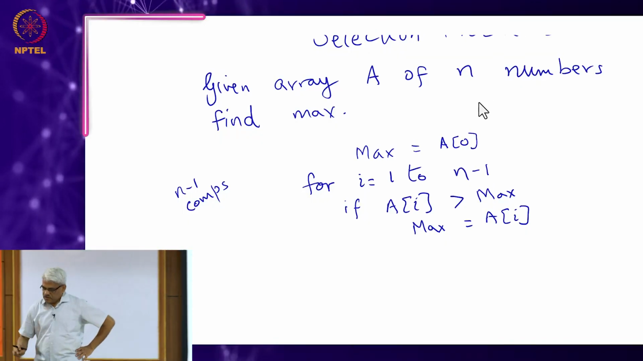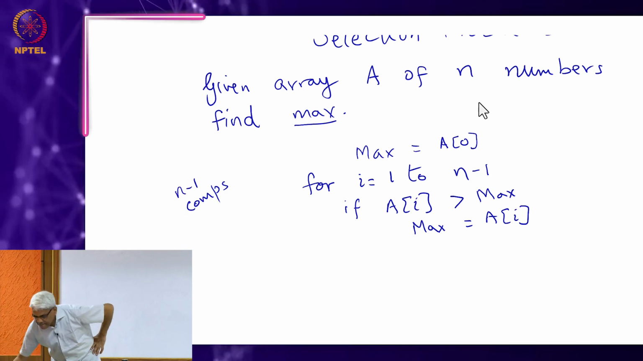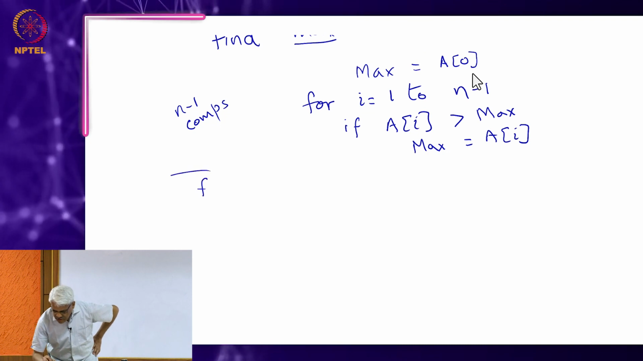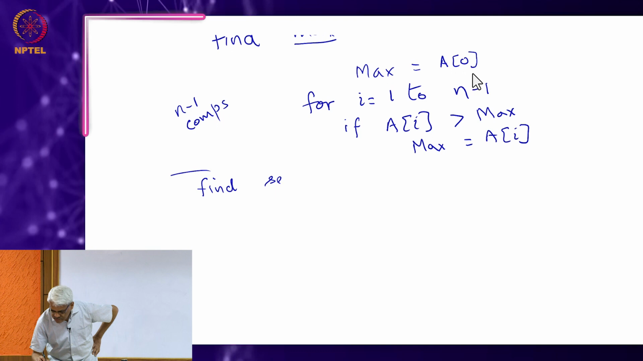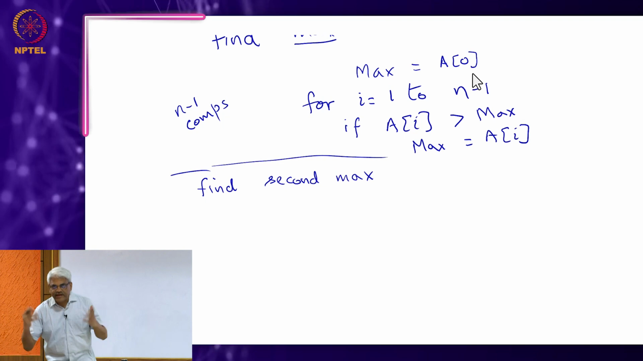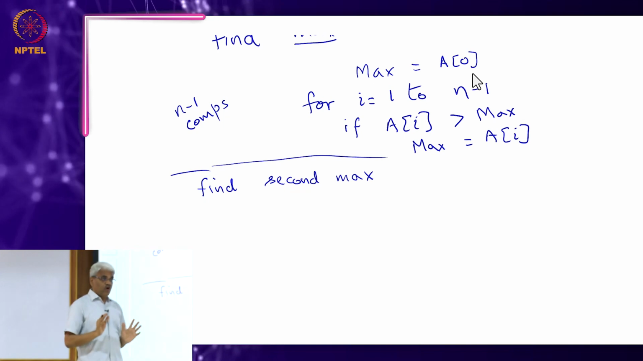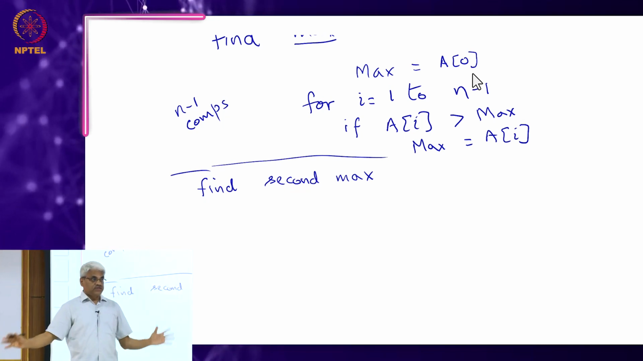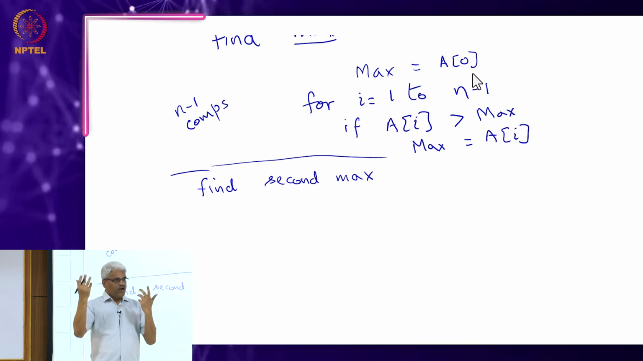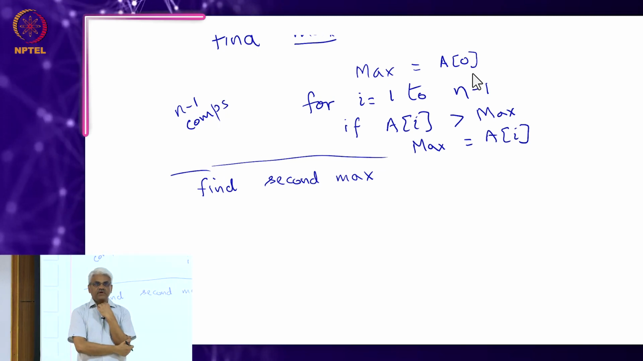So now, suppose I say find the second max, and this is what I mean by selection problem. I'm going to keep selecting something. So first, you hope you understand sorting is not a good idea, because it takes n log n time, and it is much more than what I really want. So why do all that? Suppose I want to find the second maximum. What do you think I can do?